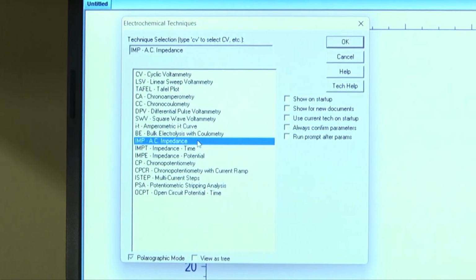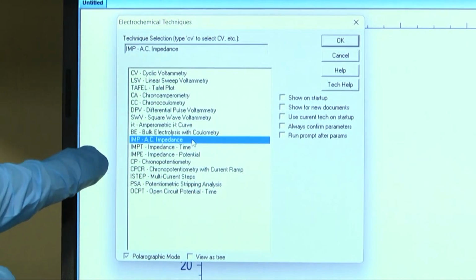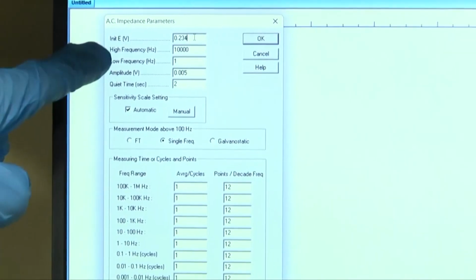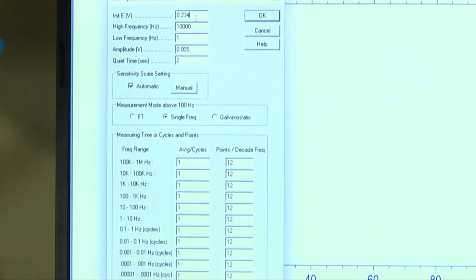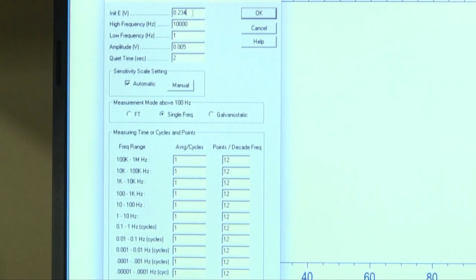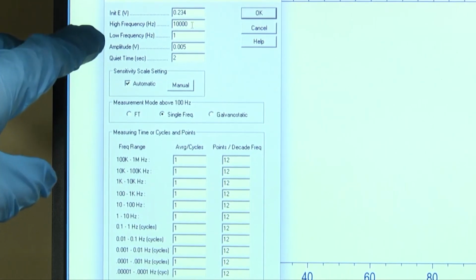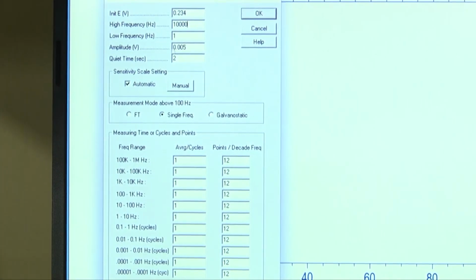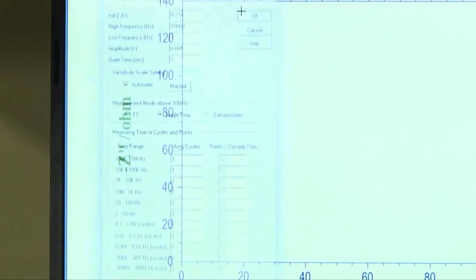As far as electrochemical impedance spectroscopy is concerned, we shall be performing the experiment under AC impedance spectroscopy. For the parameters, we will give an initial potential of 0.2345, which corresponds to the E half value that we obtained from the cyclic voltammogram. The high frequency is 10^4 hertz and the low frequency is 1 hertz. We shall perform the experiment at an amplitude of 5 millivolts for a quiet time of 2 seconds.